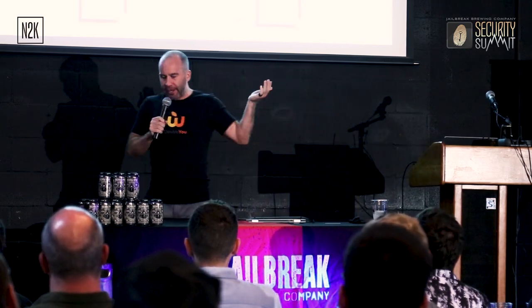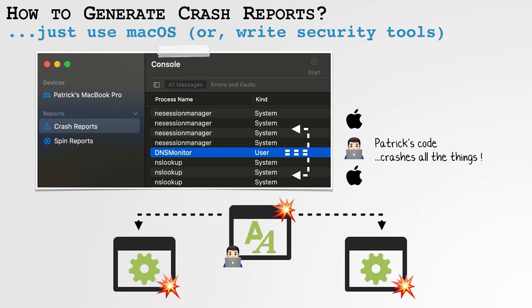So, just to reiterate, how do you generate crash reports on macOS? Just use it. And I love this because it's a great example. I write a lot of security tools, and this is a great way to push the boundaries of what you're supposed to do on a system, which a lot of times will reveal code that Apple hasn't tested as much as it should be. So I was writing a DNS monitor, and yes, there was a bug in my DNS monitor.